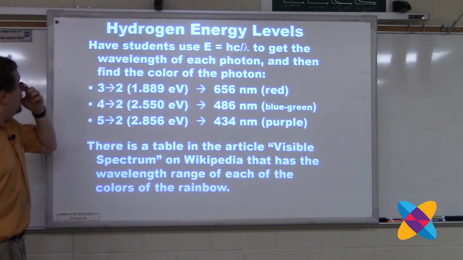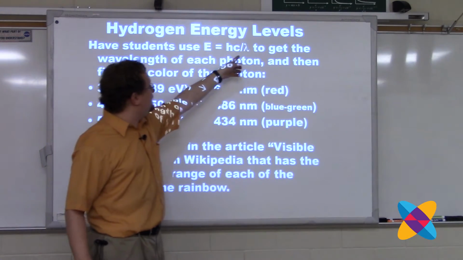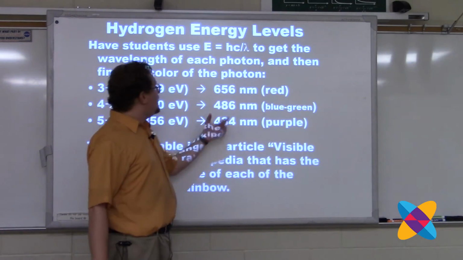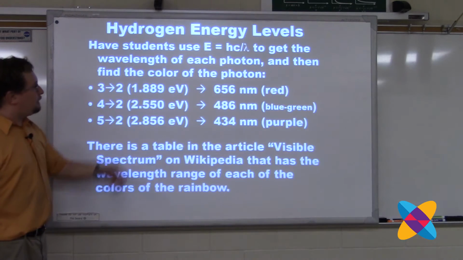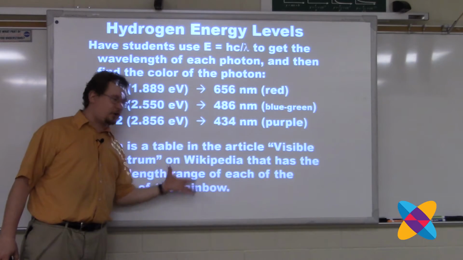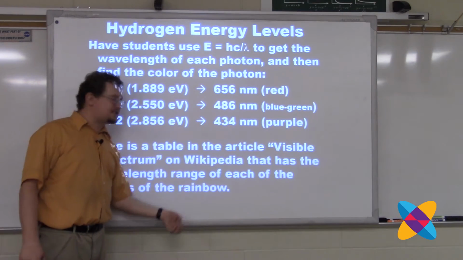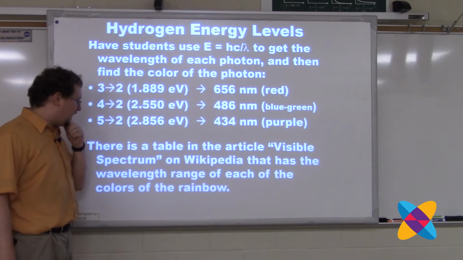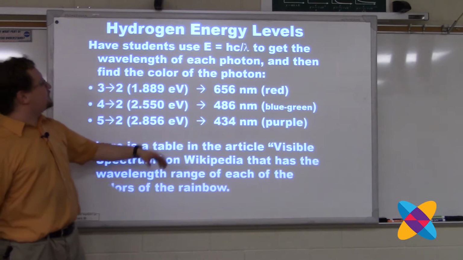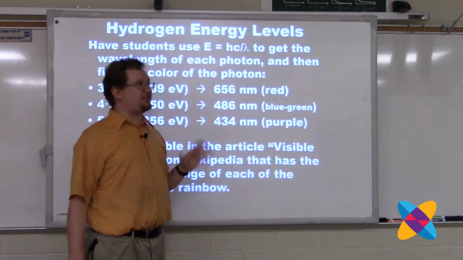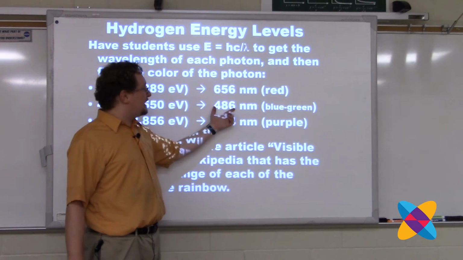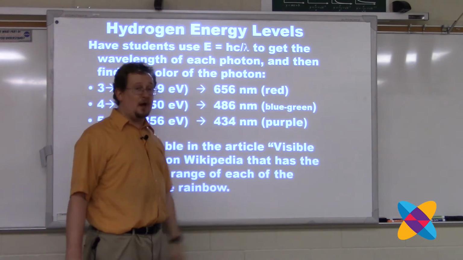They're going to use E equals hc over lambda again, and just solve for lambda. And they get 656 nanometers for the low energy, 3 to 2, 486 nanometers for the 4 to 2, and 434 nanometers for the 5 to 2. There's a table in the Wikipedia article, Visible Spectrum. Just show your kids this table or have them go there on their smart devices. It has the wavelength range of each of the individual colors of the rainbow. So red is between like 700 and 630 or something like that. That's within the red range. This is really close to the border between blue and green. That's well within the purple.